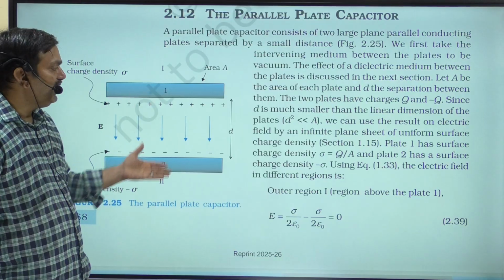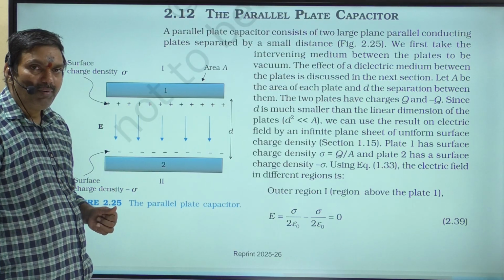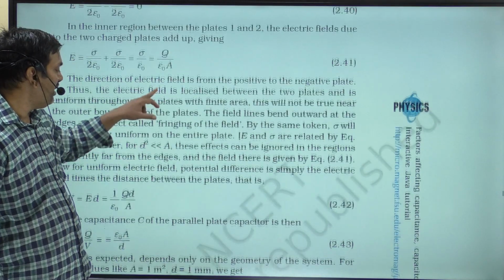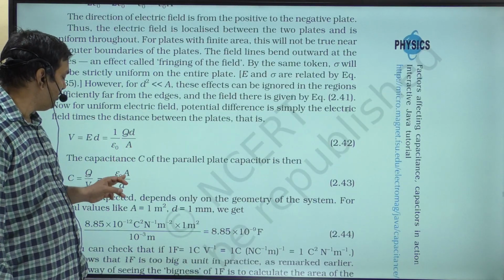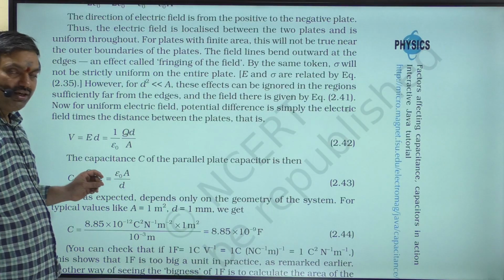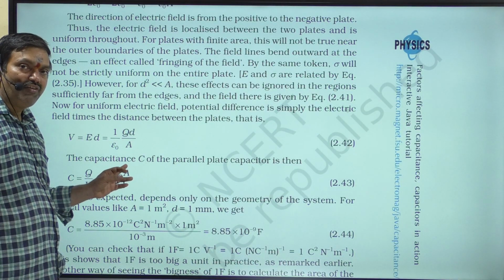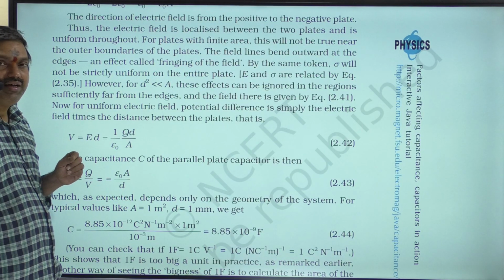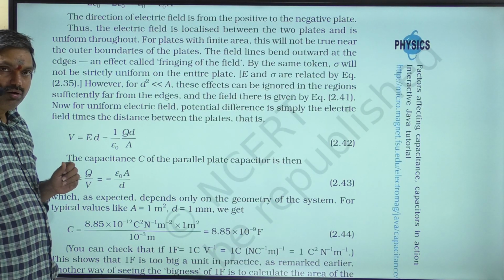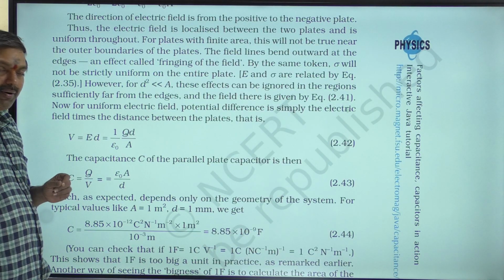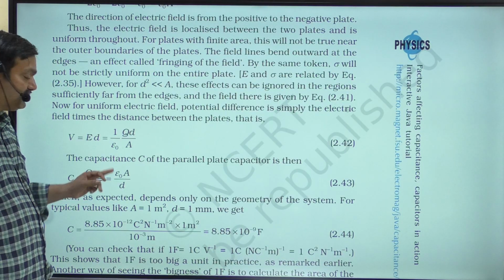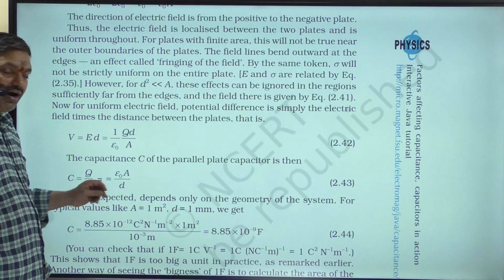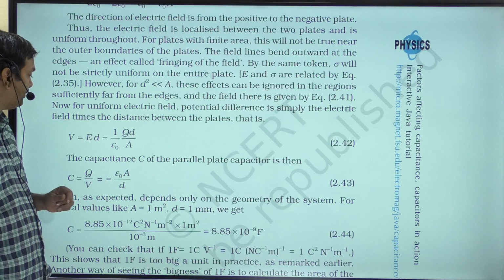Fine. Now as you see here, small d is the distance between the plates. We are going to get an expression that C is equal to epsilon naught A by d. Capacitance is equal to epsilon naught times the area of the plates by the distance between the plates. C is equal to epsilon naught A by d is the simplest expression that gives us the magnitude of capacitance for a parallel plate capacitor of two plates having an area of cross section of A square meters and distance between them being small d units.